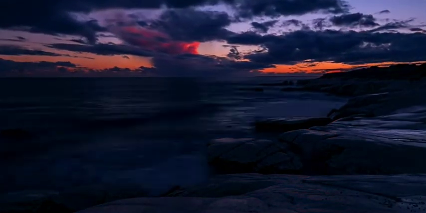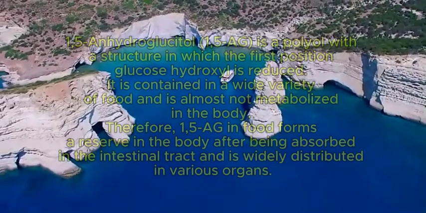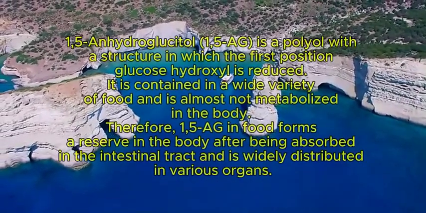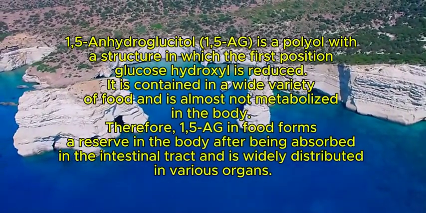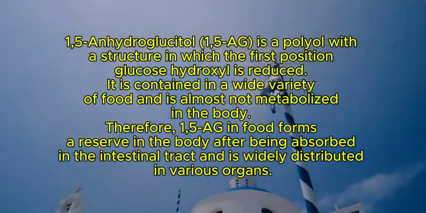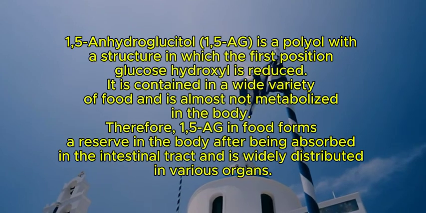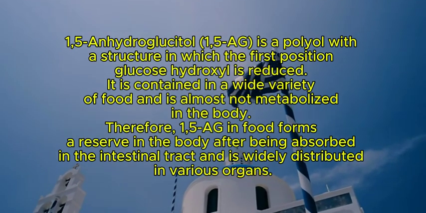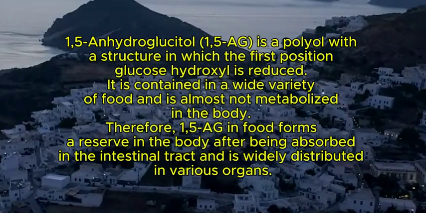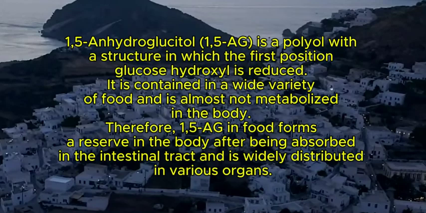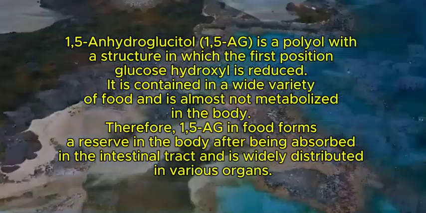1,5-anhydroglucitol is a polyol with a structure in which the first position, glucose hydroxyl, is reduced. It is contained in a wide variety of foods and is barely metabolized in the body. Therefore, 1,5-anhydroglucitol in food forms a reserve in the body after being absorbed in the intestinal tract and is widely distributed in various organs.